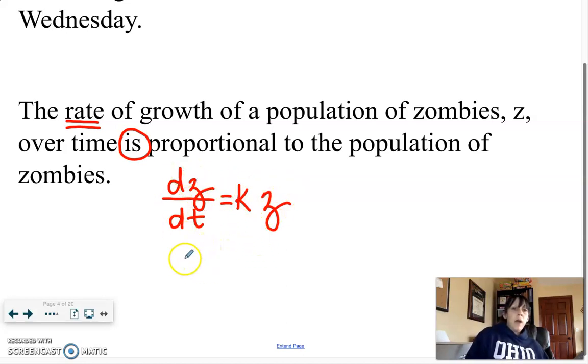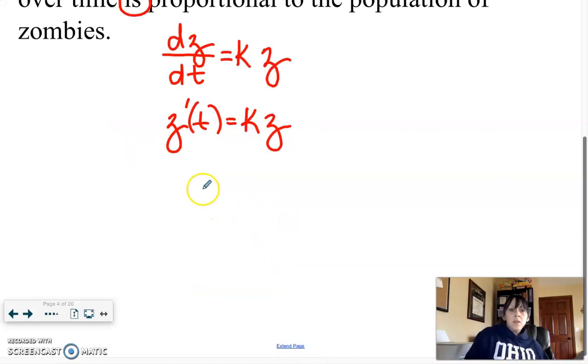You could also rewrite it as, instead of dz/dt, you could write it as z prime of t, like this. And then sometimes you'll even see it abbreviated further where it's not z prime of t, they just write z prime. So these are all three the same representation of the exact same thing, just different ways to do it.